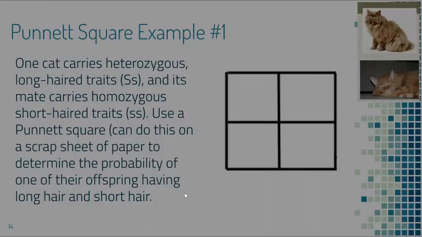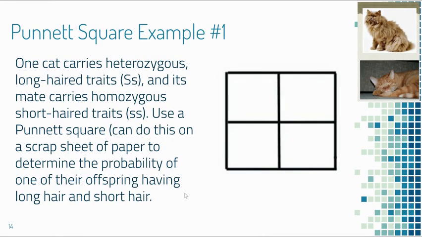So let's take a look at an example for this. All right, so when it comes to Punnett squares, if we have an example here, one cat carries a heterozygous long-haired trait, which is capital S, lowercase s, and its mate carries a homozygous short-haired trait, two lowercase s's. Use the Punnett square, which you can do on scrap paper, to determine the probability of one of their offspring having long hair and short hair. Now, I'm not a huge fan of cats, but this is a good example.